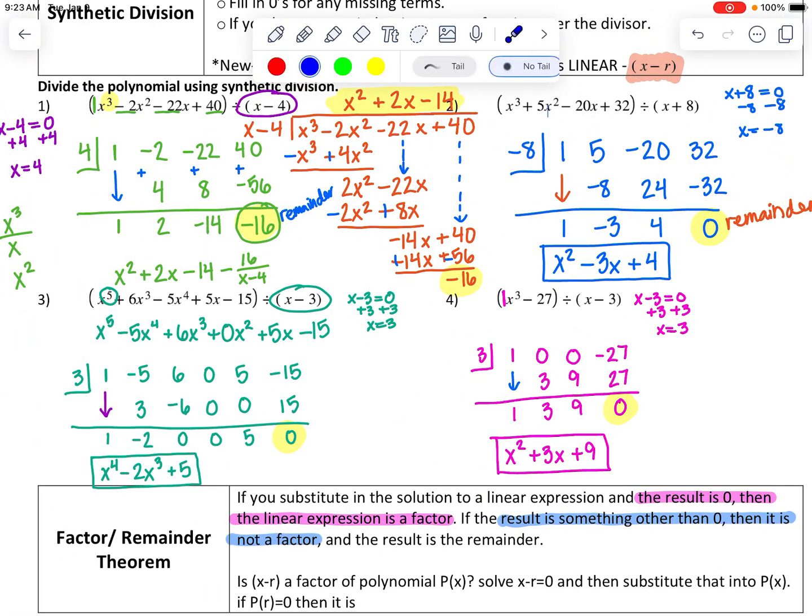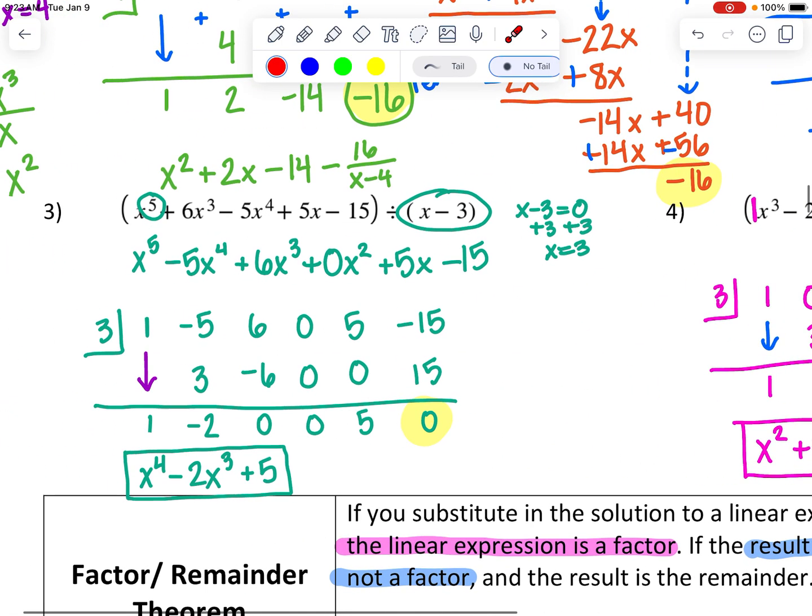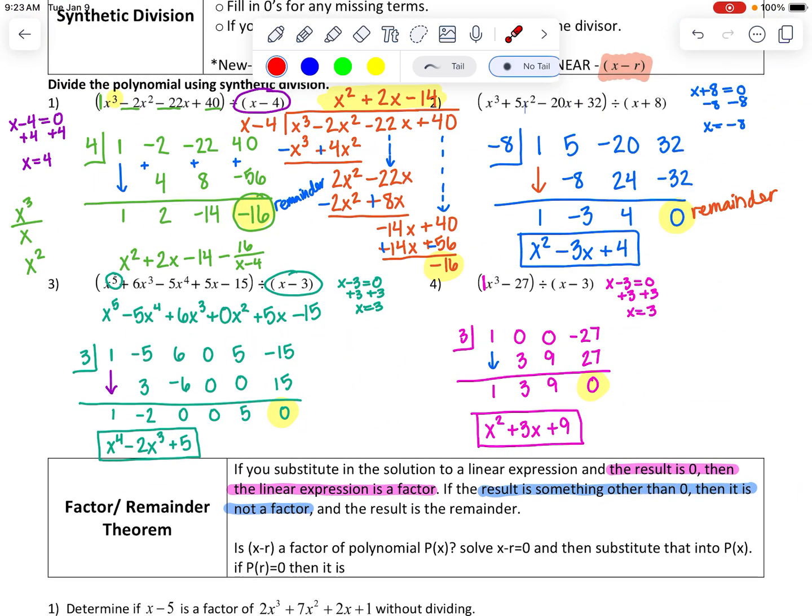Okay, and then just to make sure we understand where all this stuff is coming from, what this tells us, let's look back at number 4. If I take x minus 3 and multiply it by x squared plus 3x plus 9, it will give me the answer, x cubed minus 27. So basically what we're dividing by times what we get is going to give us our final answer polynomial. Making sure we understand that concept of what we have left over. If you multiplied that times your divisor, you would get your original polynomial.